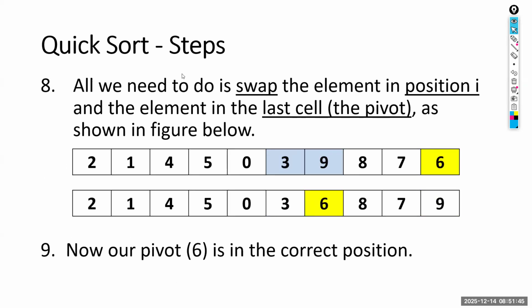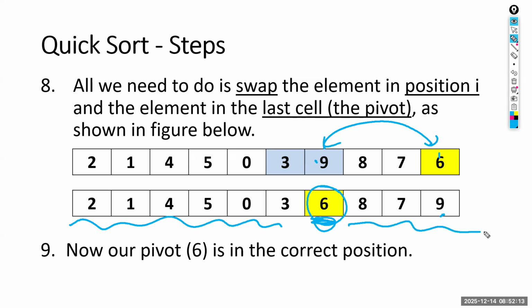So now the final step is we need to swap the element in position i and the element in the last cell, because remember the pivot was kept in a temporary location. So now we copy this element over so that 6 comes to the correct position and 9 goes there. Now you can see that elements smaller than 6 are here, elements bigger than 6 are here. So that means now 6 is in the correct position. Got it?